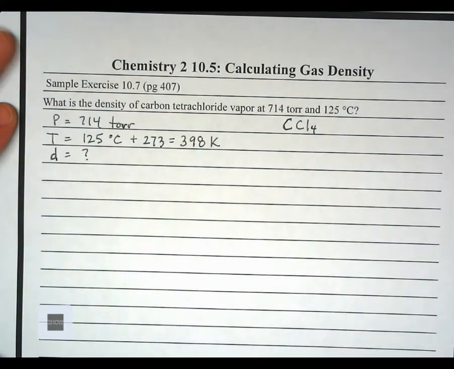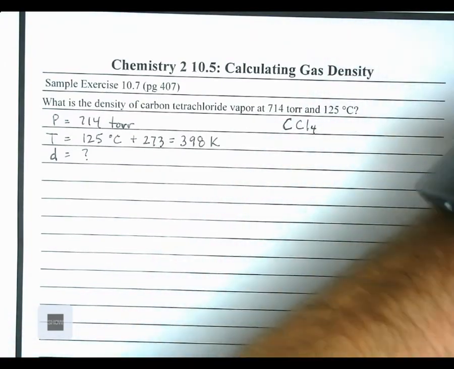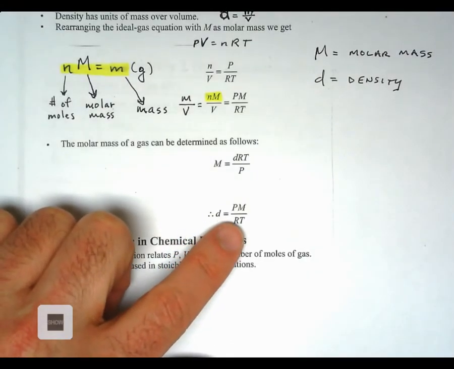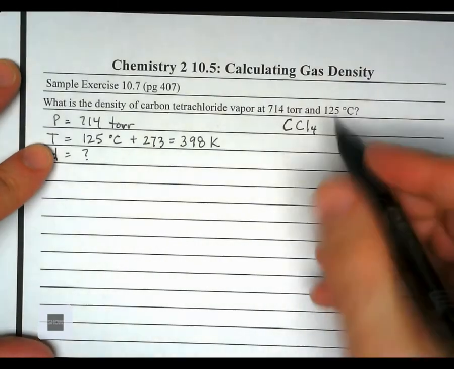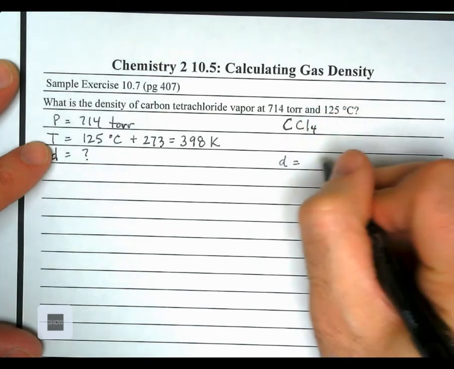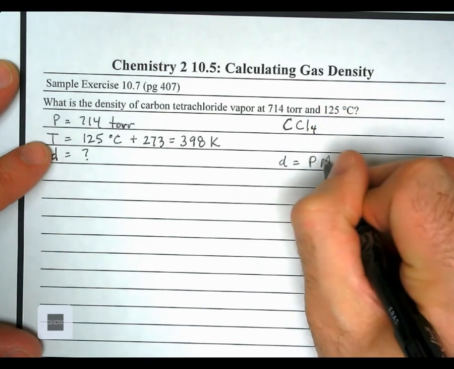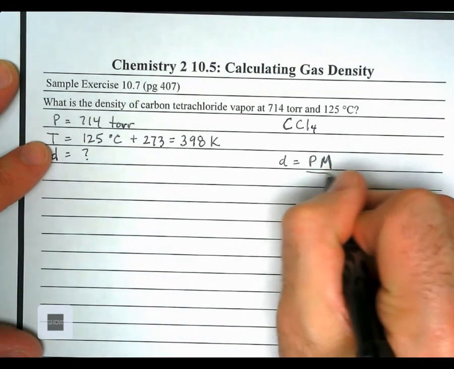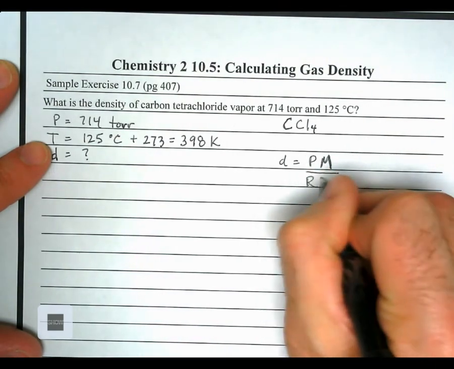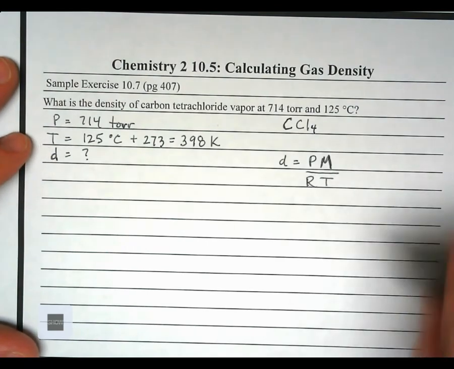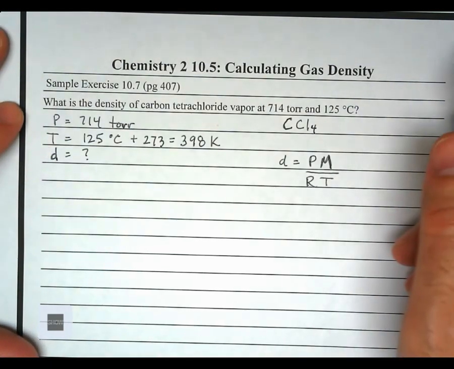If we look at our notes, this idea here: density is pressure times the molar mass over R constant times temperature, like that, right? Now, let's see what we have.